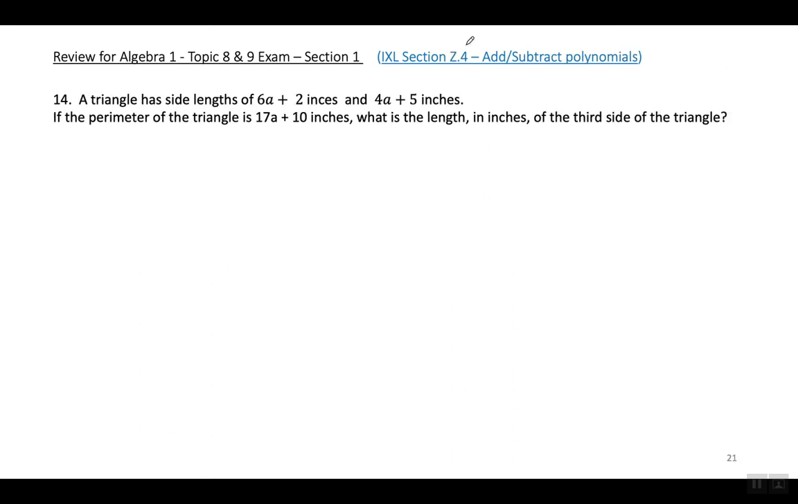All right, number 14. This one's easy, or it should be easy. It's on this IXL Z4. It says a triangle. A triangle, kids. It always helps to draw a picture. You can visualize whatever they're talking about. A triangle has side lengths of 6a plus 2 inches. I misspelled inches. Sorry about that misspelling. And 4a plus 5.